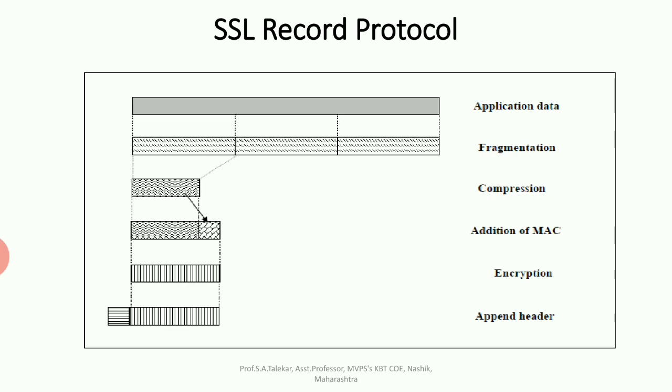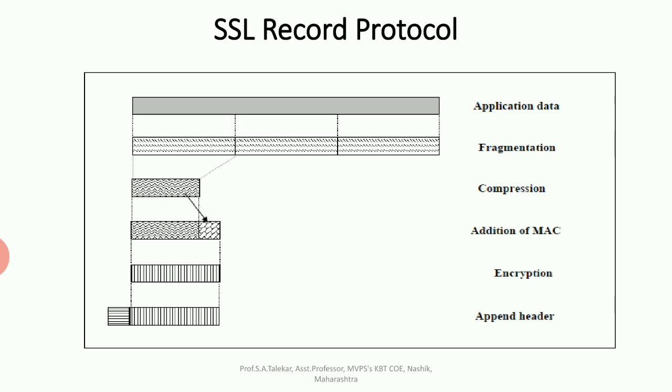The first step is fragmentation. Each upper layer message is fragmented into blocks of 2 raised to 14 bytes, so it is approximately 16,384 bytes or less. Next, compression is optionally applied. Compression must be lossless and may not increase the content length by more than 1024 bytes. In SSL version 3, no compression algorithm is specified, so the default compression algorithm is null.